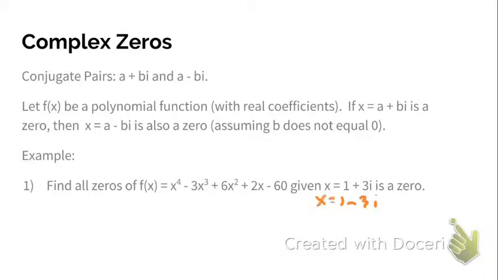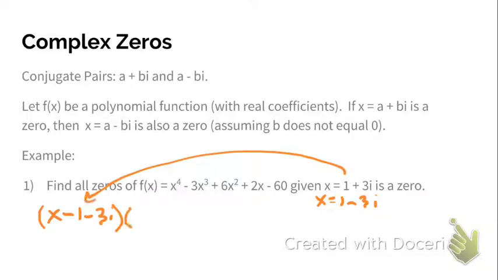So you can't really do synthetic division with complex zeros. What you could do, knowing that both of them are zeros, is find what the factors are. So you would have x minus 1 minus 3i as one factor, and then x minus 1 plus 3i as another factor, and then we could multiply that out and then do long division with that factor, which would have real coefficients once you multiply this out.